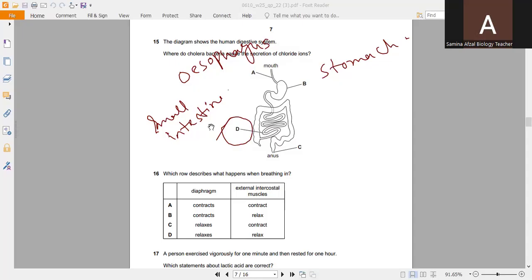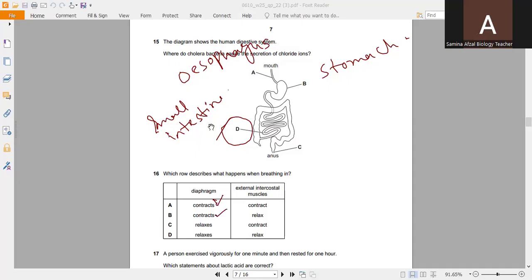Now question number 16 is, which row describes what happens when breathing in? So what happens when we breathe in? The diaphragm will contract and flatten downward. So it increases the vertical column of the chest cavity. So it will contract.